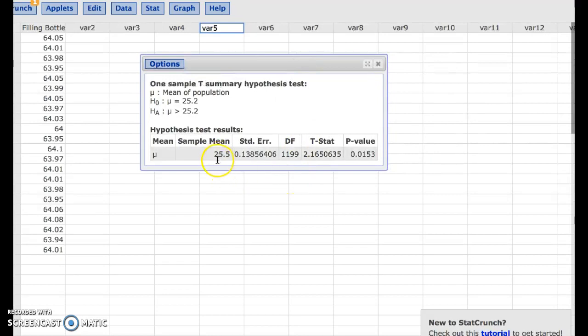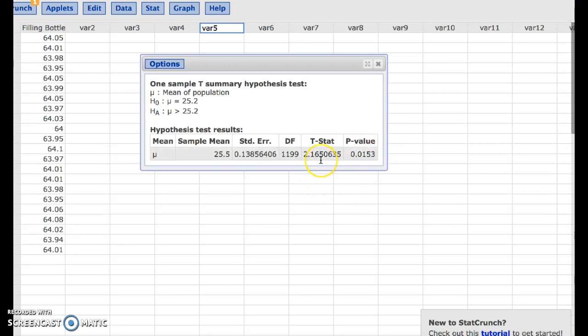So notice they just repeat the sample mean. They calculate the standard error, which is incorporating our sample size. We're dividing by the square root of n in order to get this. And then notice they give us the t-statistic. We can think about this as interpreting the number of standard deviations that our sample mean is above the prior value of 25.2, and then also a p-value.